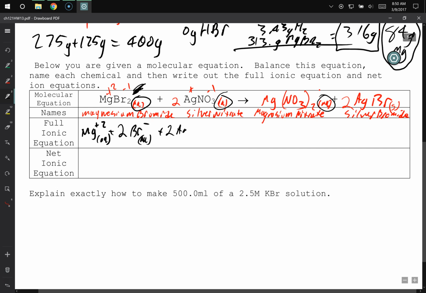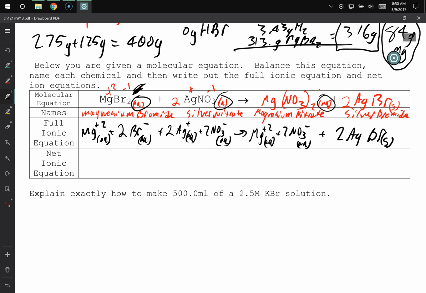I have 2 silvers that are aqueous, and I have 2 nitrates that are aqueous, and then an arrow. And then on the other side, I've got a magnesium with a +2 charge that's aqueous, and I have 2 nitrates that are aqueous, and I have 2 silver bromides that are still stuck together. How come I didn't separate out the silver bromide? It really is connected, and I know that because up top I wrote down solid for that. And I knew that because of the solubility rules.